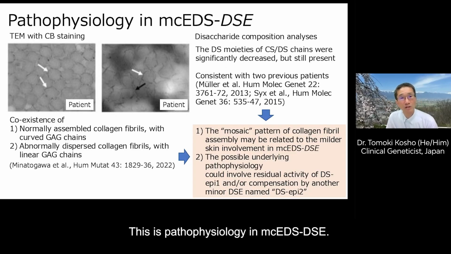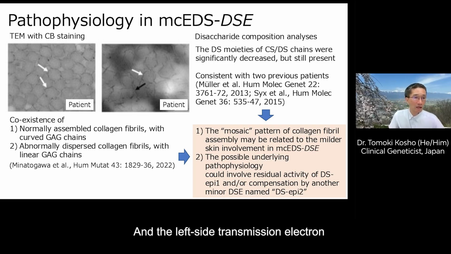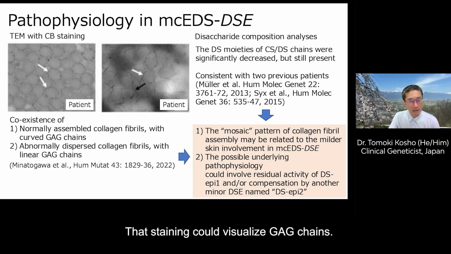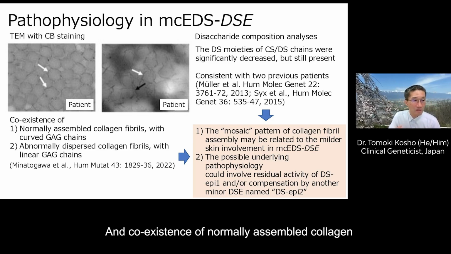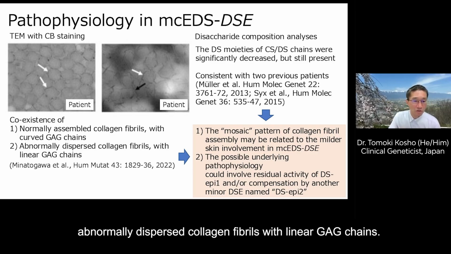This is the pathophysiology in mcEDS-DSC. I'd like to show you the skin specimen findings in a patient with mcEDS-DSC. On the left side are transmission electron microscopic findings with cuprolinic blue staining. That staining could visualize GAG chains and coexistence of normally assembled collagen fibrils with curved GAG chains and abnormally dispersed collagen fibrils with linear GAG chains.